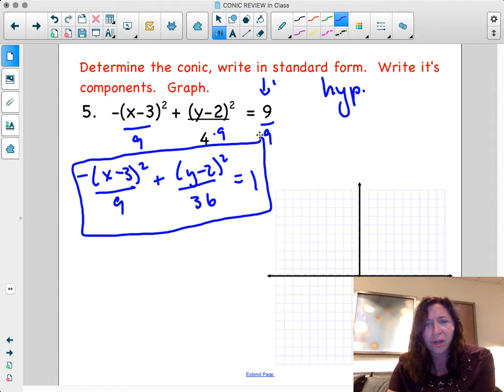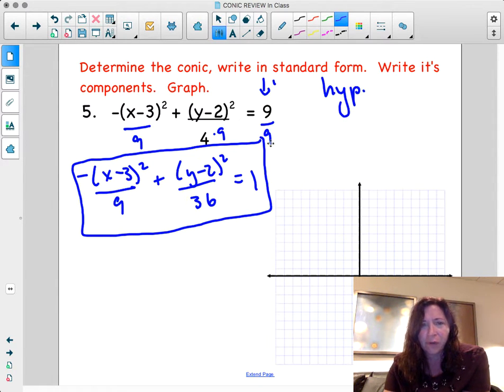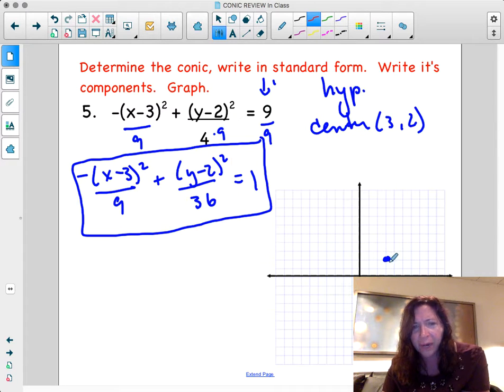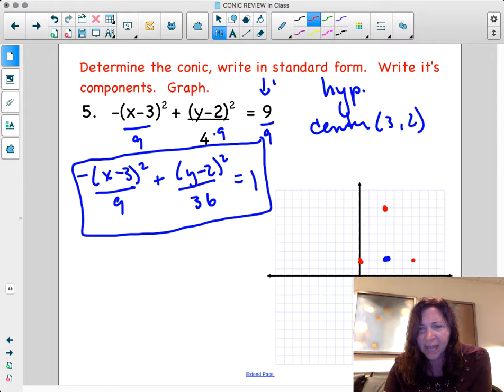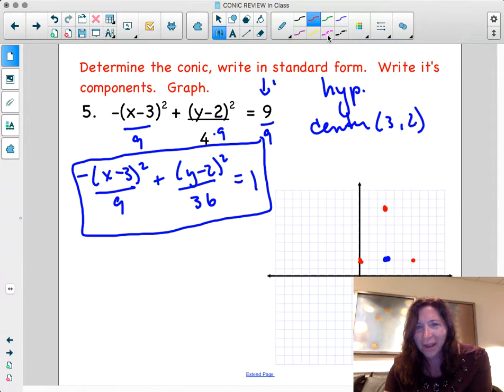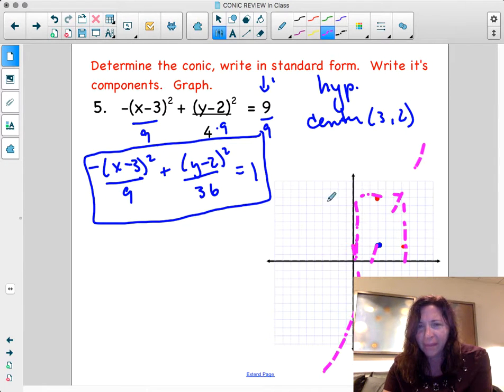So now what I have here is a center at (3, 2). So over 3, up 2. So there's my center. In the x direction, because it's a hyperbola, remember I'm going to make the box. So in the x direction, I'm going to go 3 to the left and 3 to the right. In the y direction, I'm going to go 6 up and 6 down. Oh, and I'm not going to make this into a hyperbola, I'm going to make this into a box, like I said. And so make the box this way, up, over like that. Put in your asymptotes this way, this way.